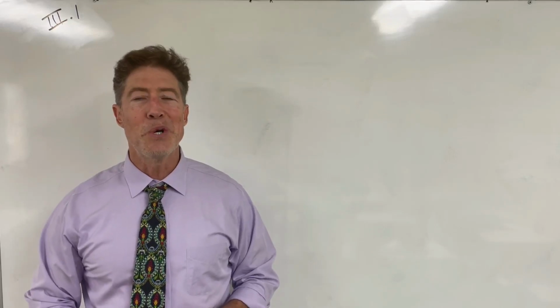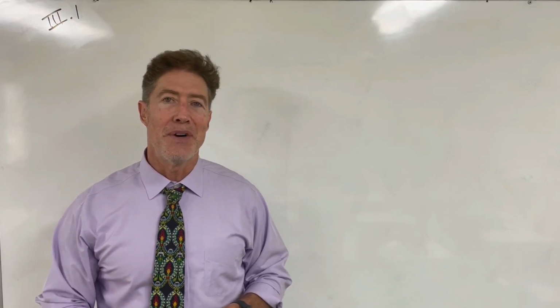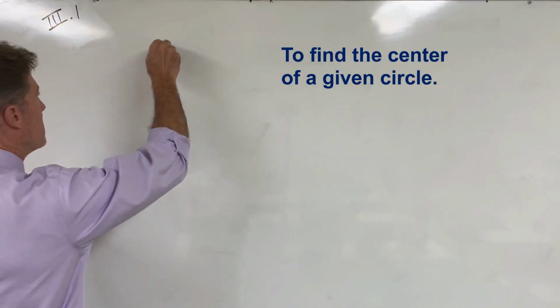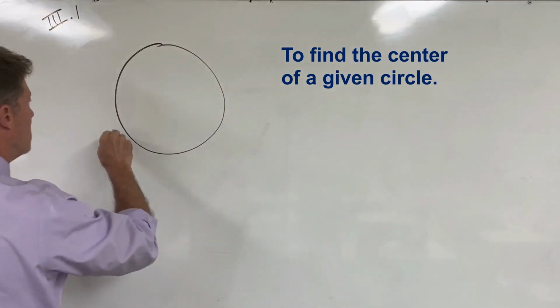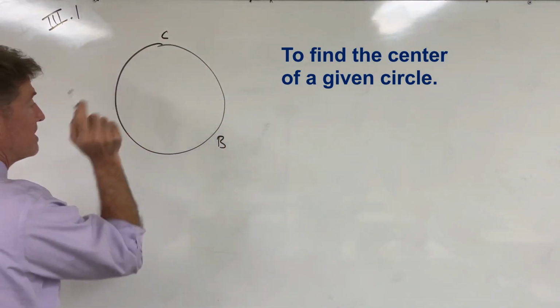Euclid's Elements, Book 3, Prop 1. To find the center of a given circle. So this is a simple construction proof. So we have a given circle. We'll call this circle ABC. And we just want to find the center of this circle.